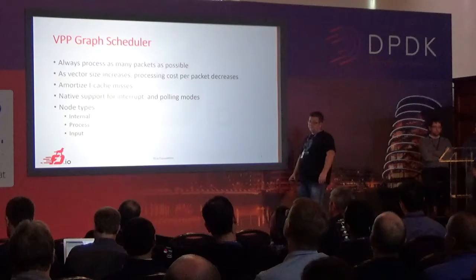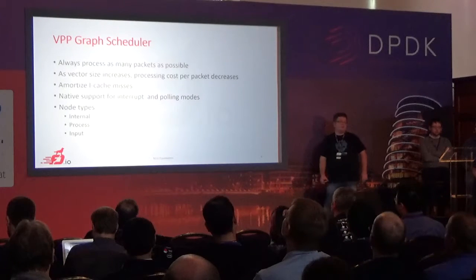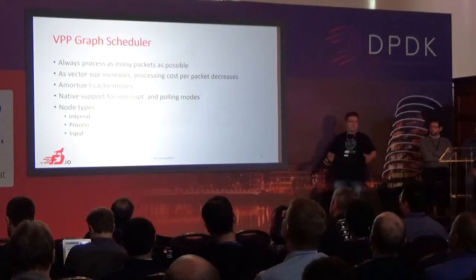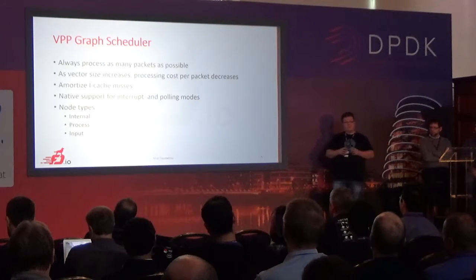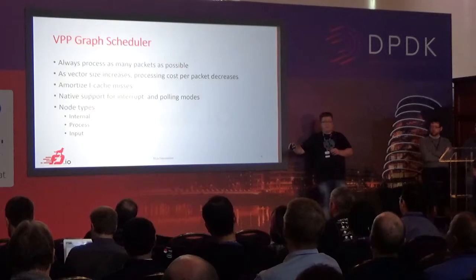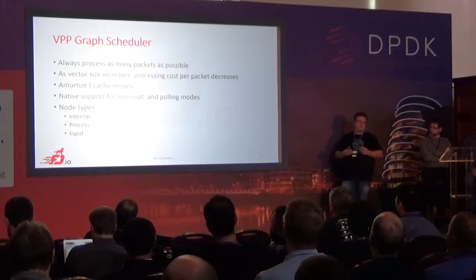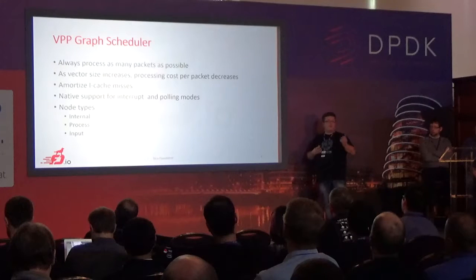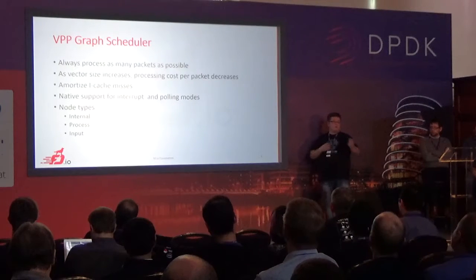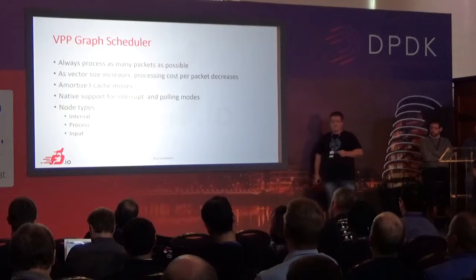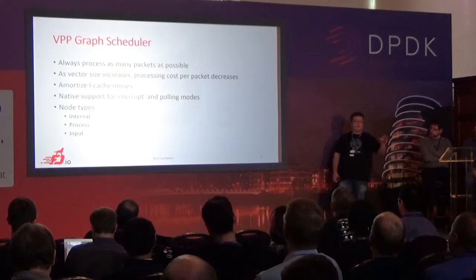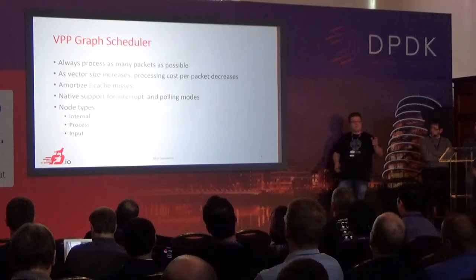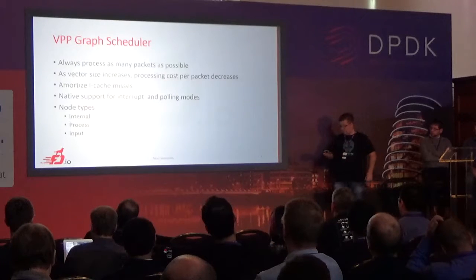Inside VPP, we have three types of graph nodes. There is a normal, or what we call an internal, graph node, which receives packets from another graph node and sends packets to the next one. Then we have process nodes, which are kind of processes doing maintenance work, for example MAC aging, ARP aging, replying to control plane messages and so on. And finally, we have input nodes, which poll the hardware or external sources for packets and send packets down the graph tree.